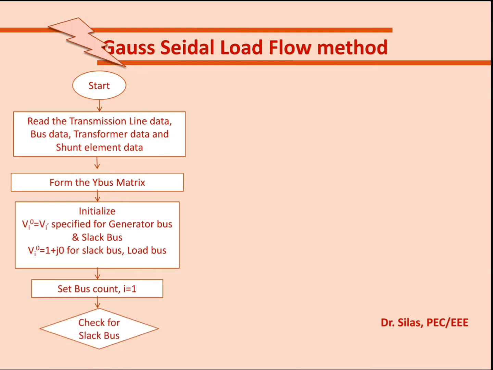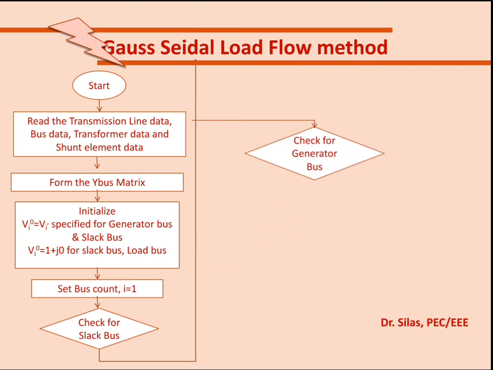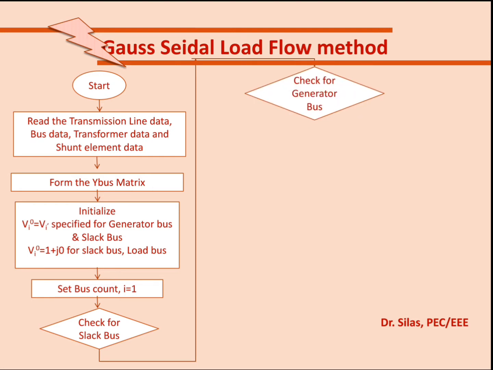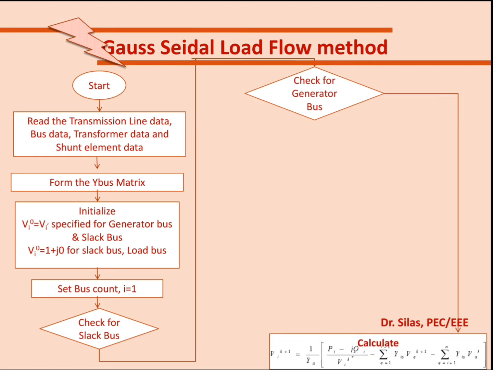You check whether the first bus is a slack bus or not. If the first bus is a slack bus, the voltage has to be retained as such from the initialization. Similarly, if the bus is not a slack bus, then you check whether the bus is a generator bus. If the bus is not a generator bus, then it should be a load bus, so you can directly determine the voltage of that load bus by using the voltage equation.